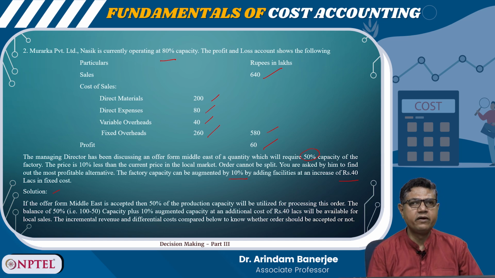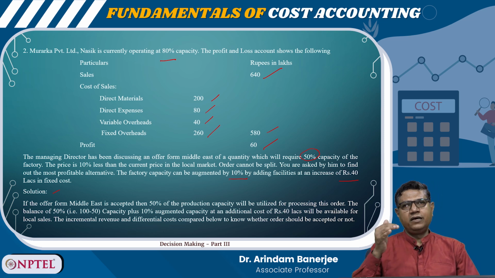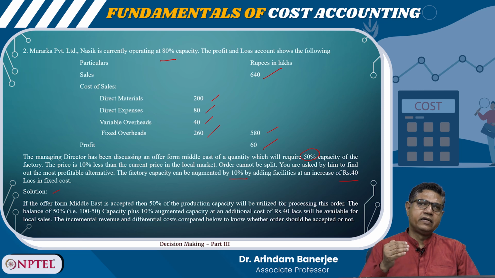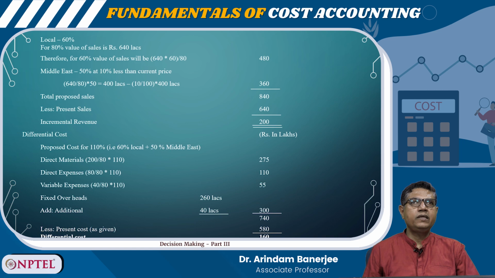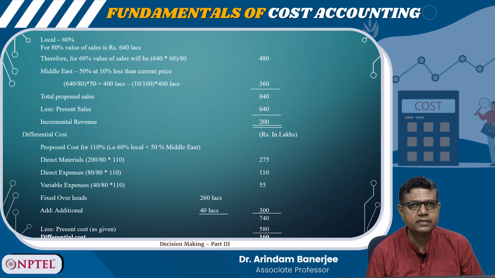The incremental revenue and differential cost are compared below to know whether the order should be accepted or not. So, we will see what my cost would be if it is accepted, and what my cost is if I don't accept, and whether my profit is increasing or not, how much increment I am getting in revenue and how much difference I am getting in cost. So, here is the solution.